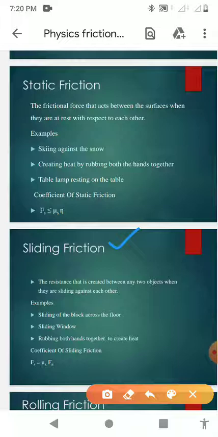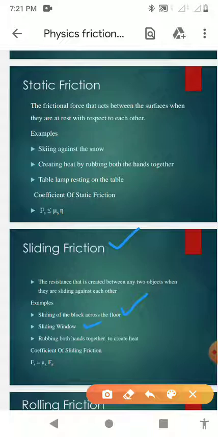Now we will see the examples. A most common example is the sliding windows in our house. When we slide them, there is friction between the lower surface of that window and the fixed surface of our window, whatever the space provided for that window. So in between there is friction. This is the common example. Then we can say the sliding of a block across the floor. Most of the time during construction work, blocks are slid, so this is also an example of sliding friction.